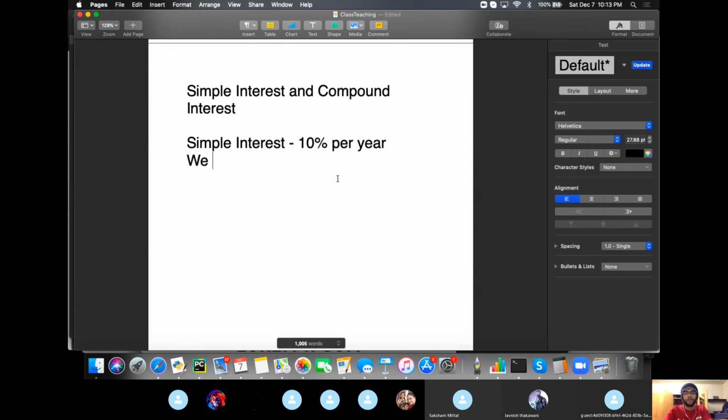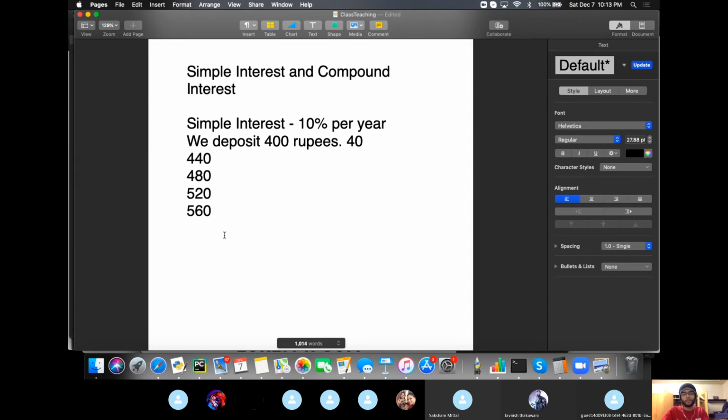So let's say we deposit 400 rupees. Because we have deposited 400 rupees, every year it will increase by 10%. What is 10% of 400? It is 40. So after 1 year it will be 440. After 2 years it will be 480. After 3 years it will be 520, 560. So it just increases by 40 every year because it is simple interest. The 10% is calculated on whatever money you kept, and the same thing is added.